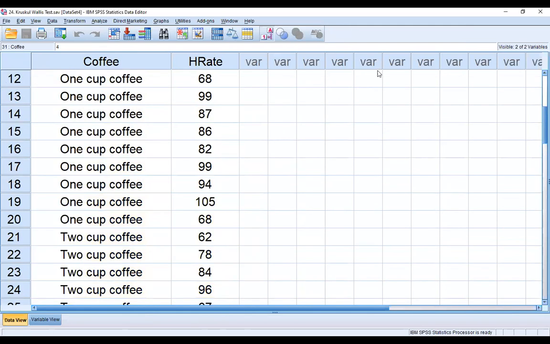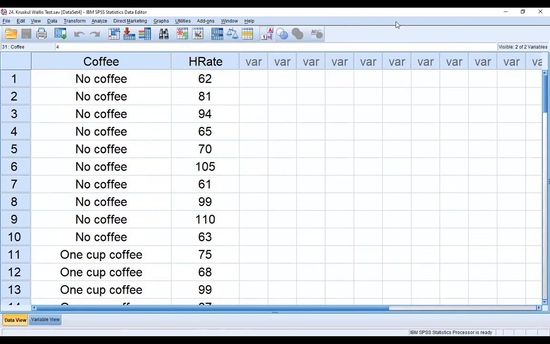Here, because it is a non-parametric test, we compare the median. Okay, median. So my data would look like this. You can see the one data metric and the categorical variable: no cup coffee, one group of 10 people, 1 cup, and then 2 cup, and the fourth group, that is 4 cup coffee.